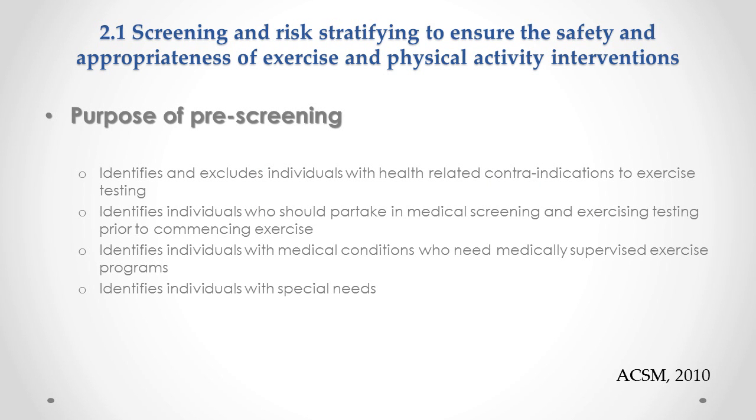The first scope of practice as an AEP involves screening and risk stratifying to ensure the safety and appropriateness of exercise and physical activity interventions. The purpose of pre-screening is to identify and exclude individuals with health-related contraindications to exercise and exercise testing, identify individuals who should partake in medical screening and exercise testing prior to commencing exercise, identifying individuals with medical conditions who need medically supervised exercise training regimes, as well as identifying individuals with special needs. Pre-screening may also help reduce the risk of sudden death or injury during exercise and exercise testing.